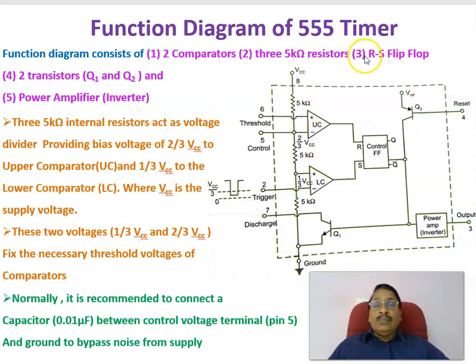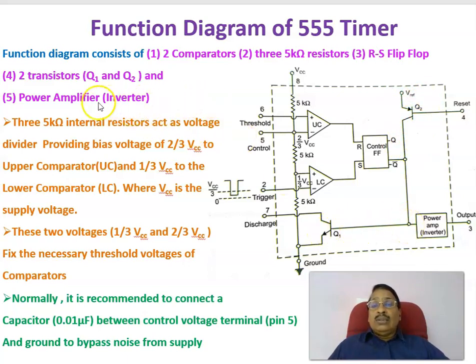That's the second thing. And third, there's an RS flip-flop, a reset-set flip-flop. Therefore, there are 2 comparators, 3 resistors, 1 flip-flop, and 2 transistors, Q1 and Q2. This is the Q1 transistor, and another transistor, Q2. One is an NPN transistor and the other is a PNP transistor. These are the 2 transistors.